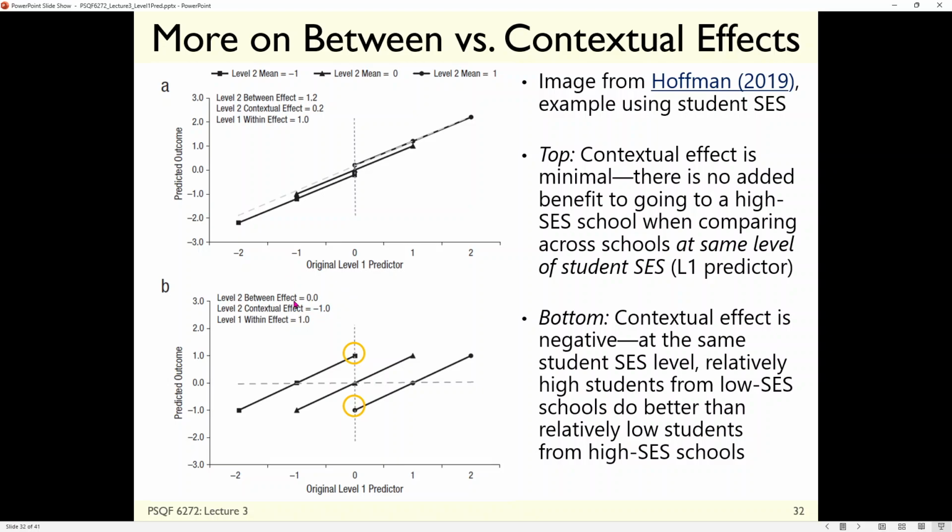So this is a situation in which you would have to be very, very careful about how you talk about this. Do schools matter? Yeah, no, they don't. The school effect is 0. Do they matter after controlling for student status? Yes, they do. So contextual is after controlling for the effect of the student, and the same variable between is before controlling.